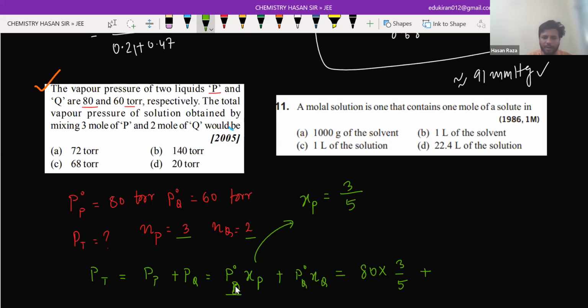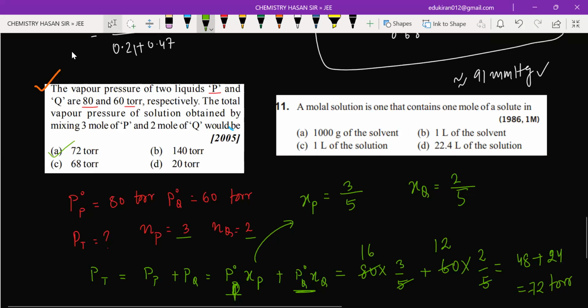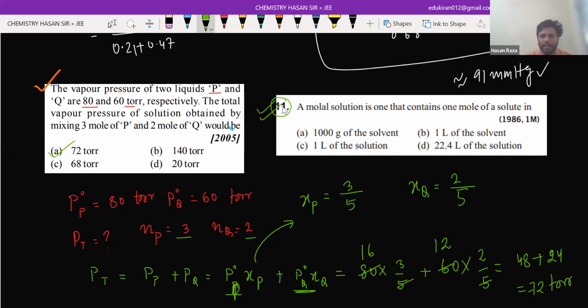Wait a minute. This is your P. Pure pressure of Q, that is given as 60 into mole fraction of Q, that will be equal to number of moles of Q upon total number of moles, that is 5. So you are going to just solve it, simplify it, you will get your answer. This will be cancelled by 16, and 16 times 3 is 48, plus this can also be cancelled, 12 times 2 is 24, and if you are going to add it, you will be getting 72 and the answer will be A. Is that clear, Arif? Yes, sir. Okay. So please do this question. Everyone is done with this question as well.